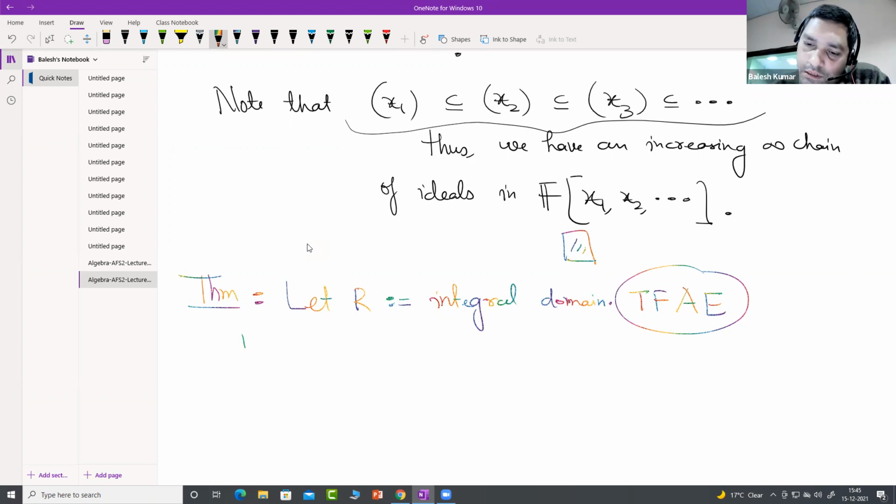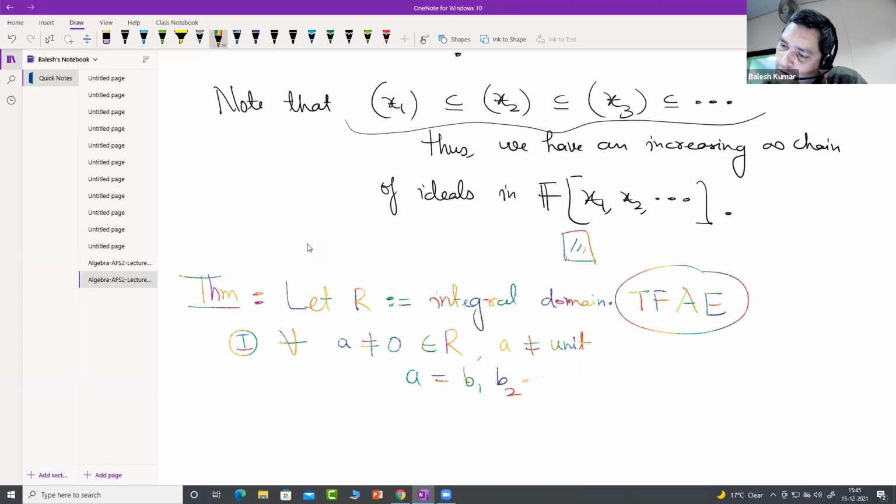The first statement is that for every a not equal to 0 inside the integral domain R which is not a unit, we can write a as b1, b2, and so on up to bk, where the bi are irreducible elements of this integral domain R.